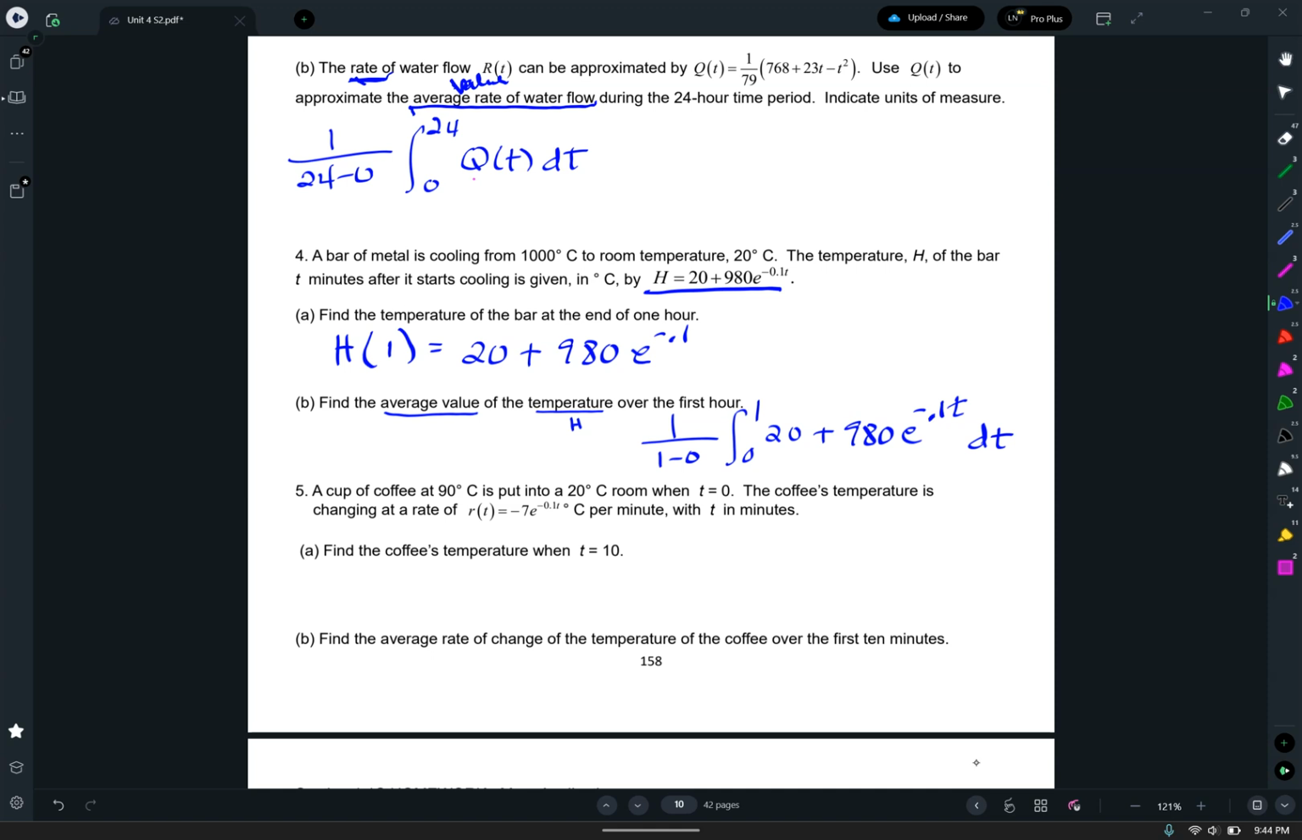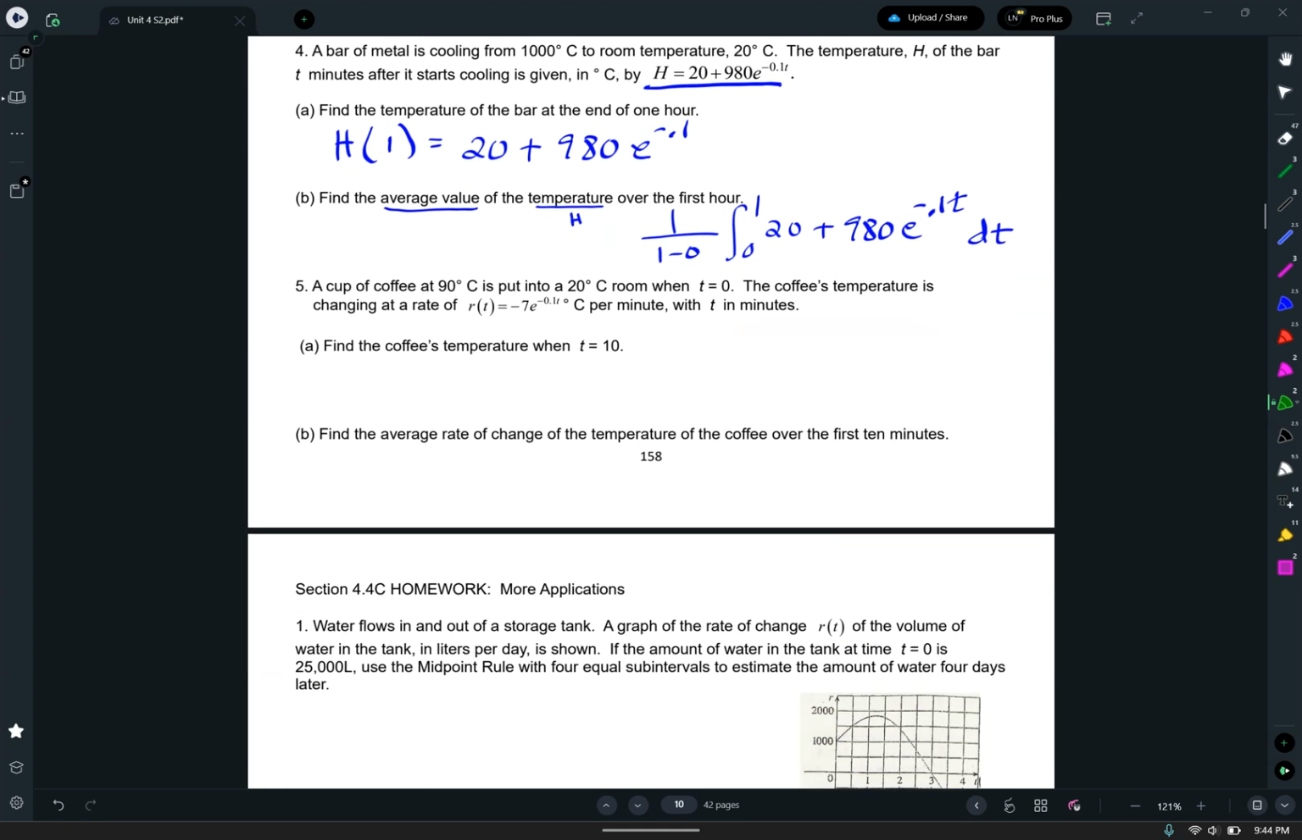So in this case, on number 4, the function we were given was not the rate. It was the original function. Okay, let's compare that to number 5. Talking about a cup of coffee. This looks like the one we did before, but it's different questions.